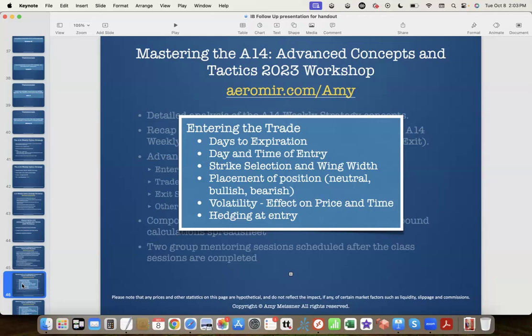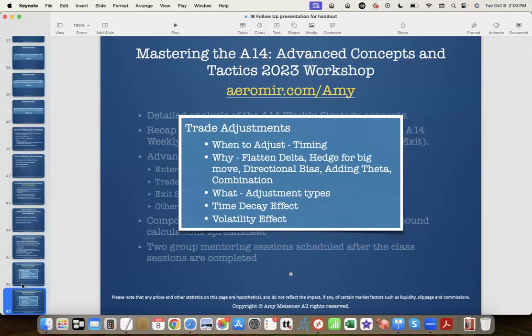The effect of price and time, because of volatility, and hedging at entry, at the very beginning, if you want to hedge. Adjustments: I'll go through all the different types of adjustments, all the nuanced types, when to adjust, the timing, and why to adjust, whether you're flattening the deltas, hedging for a big move, or you have some kind of directional bias, or a combination of all these things.